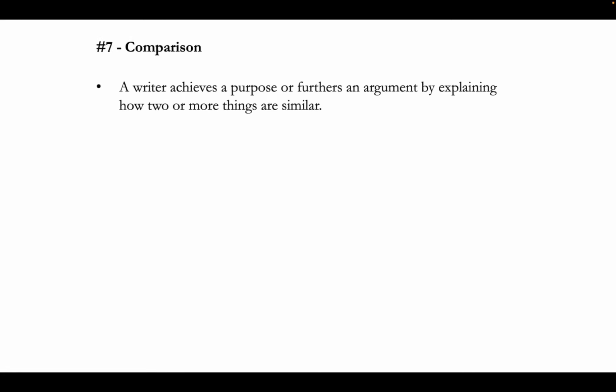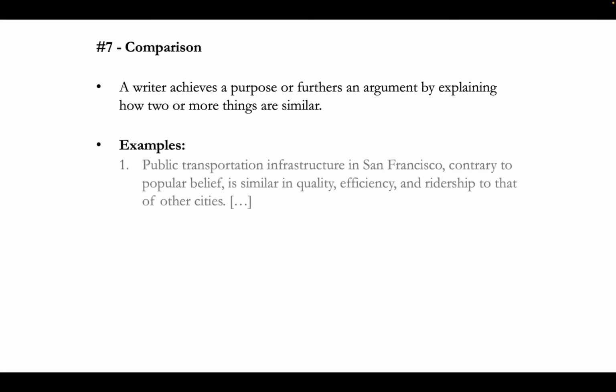All right, number 7 is comparison. You are in the royal presence of the rhetorical mode of comparison when a writer achieves a purpose or furthers an argument by explaining how two or more things are similar. Comparison is discussion of similarities.